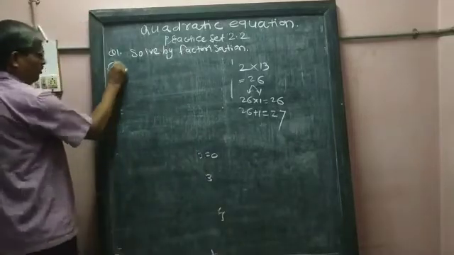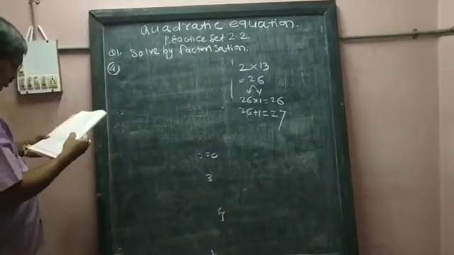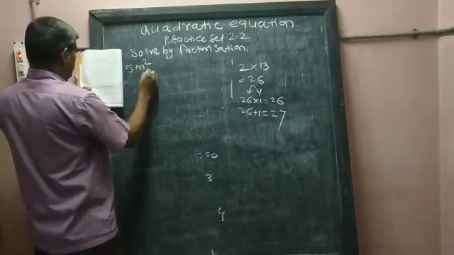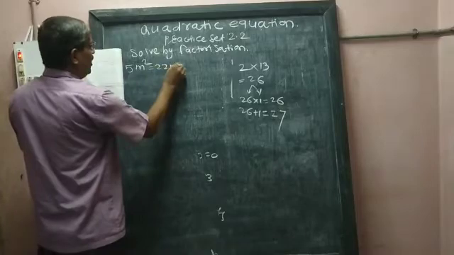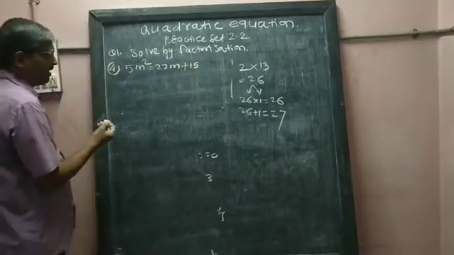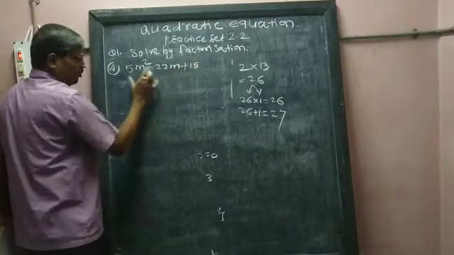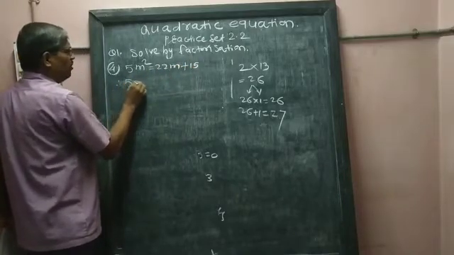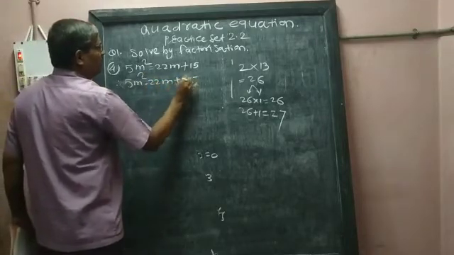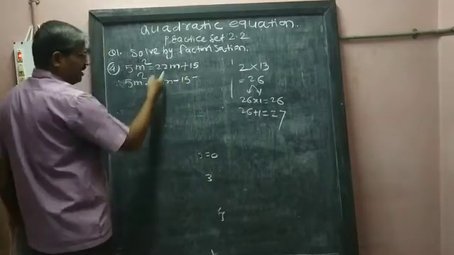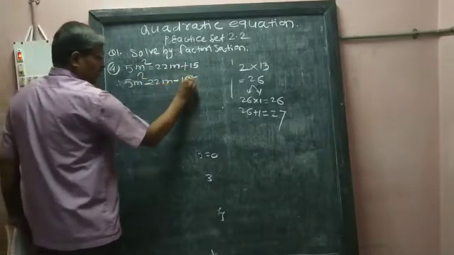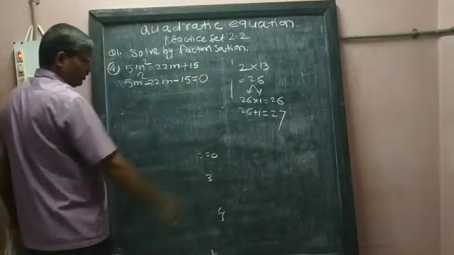Now question number 4. In this question number 4, 5m square is equal to 22m plus 15. So it will come to this side, meaning the right hand side should be taken to the left hand side. 5m square minus 22m plus 15. Oh sorry, it becomes minus 15, because positive should become negative, therefore is equal to 0.